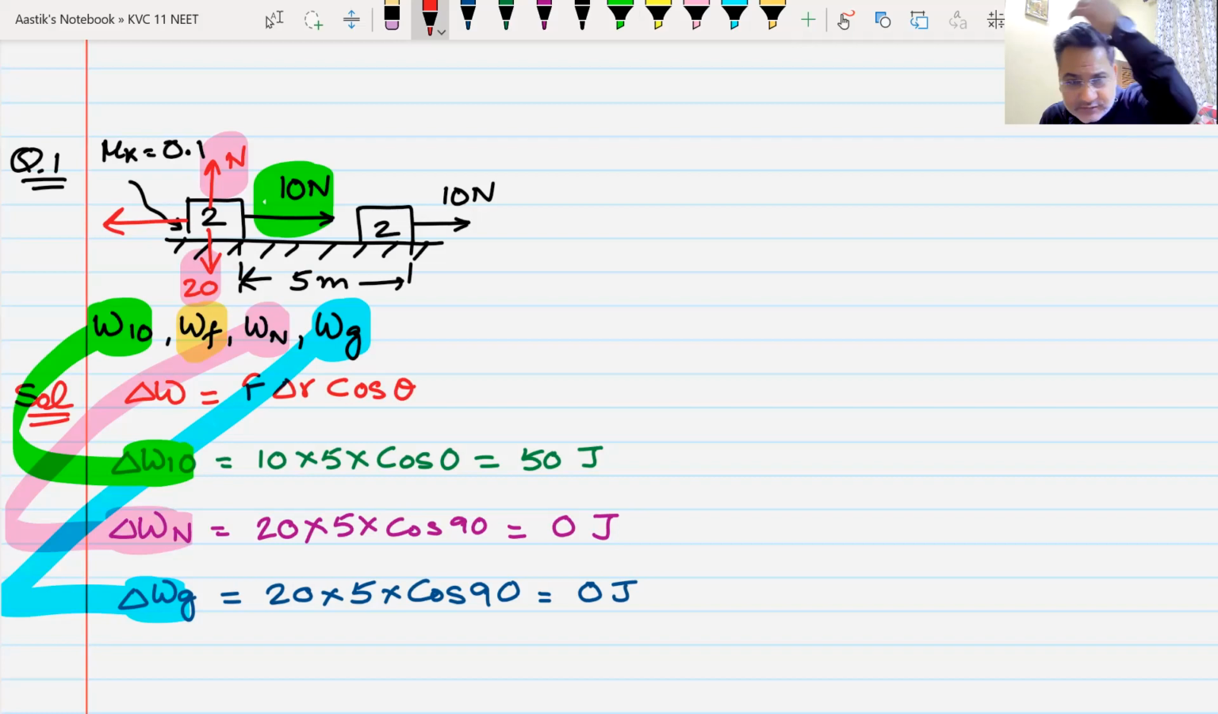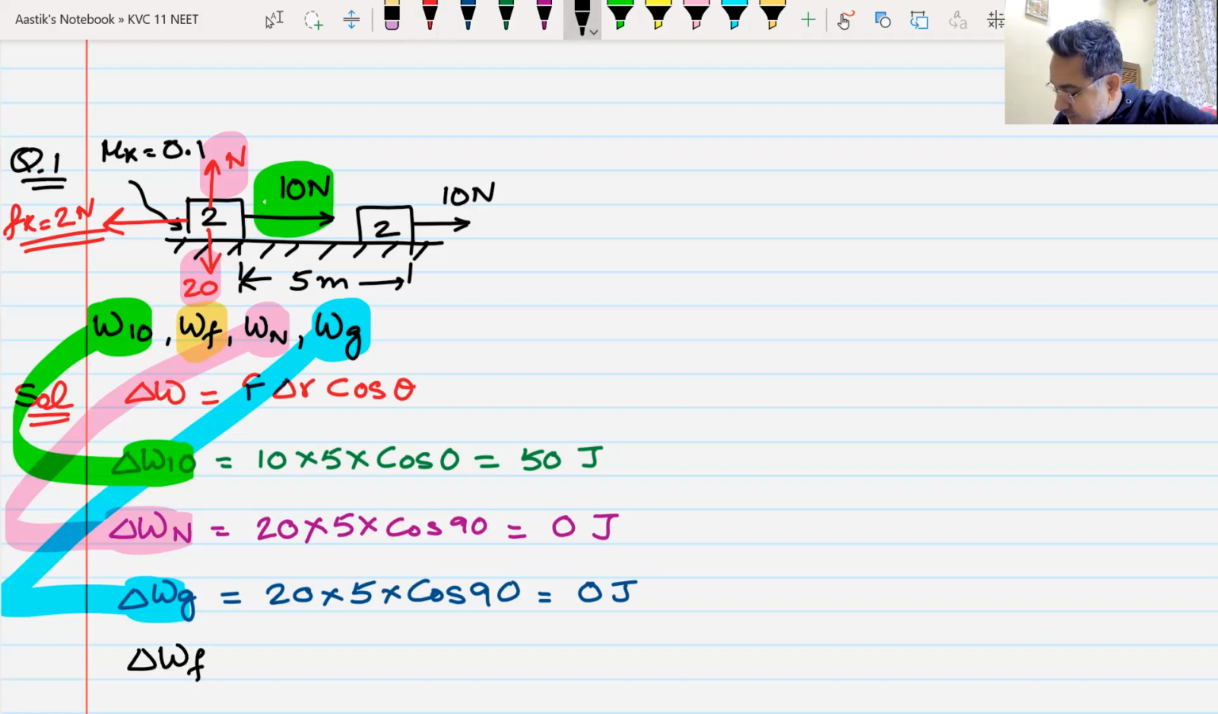What type of friction is here, static or kinetic? Kinetic friction, well done. Then how do you find the value of kinetic friction? Mu k into N. The value of mu k is 0.1 and the value of N is 20. So the value of friction is 2 newtons. So the value of kinetic friction is 2 newtons. Let us find out the work done by kinetic friction.